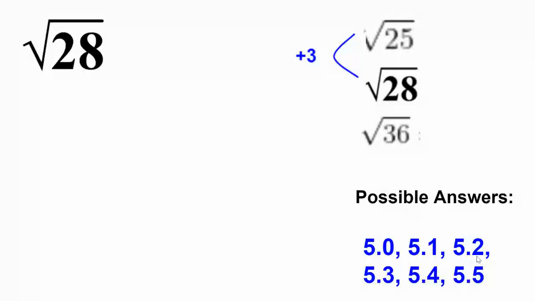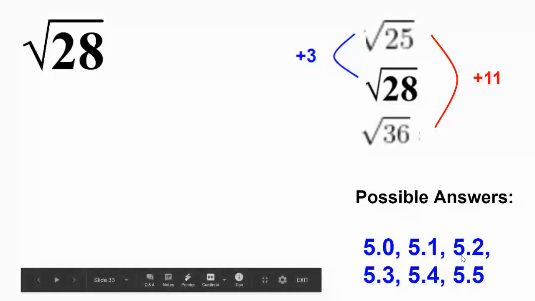From 25 to 28 is 3. Now, this is different than comparing the two distances. We already know it's closer to 5, so we know that's the shorter distance. What we want now is the distance between the two square numbers. So what's the total distance between 25 and 36? That is 11.